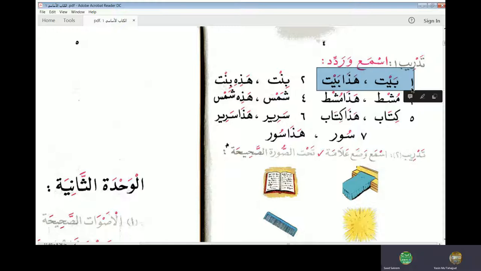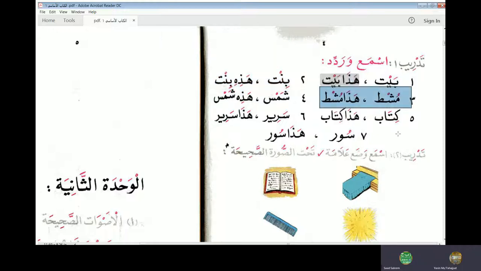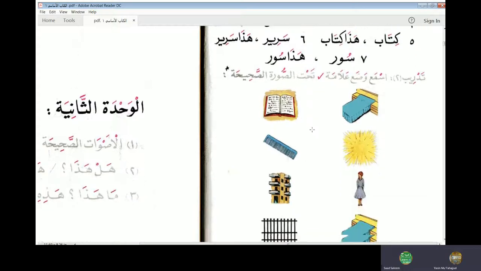Bait, hadha bait, house, this is a house. Bint, hadhihi bint, girl, this is a girl. Mushd, hadha mushd, comb, this is a comb. Shams, hadhihi shams, sun, this is the sun. Kitab, hadha kitab, book, this is the book. Sarir, hadha sarir, bed, this is the bed. Sur, hadha sur, fence, this is the fence.